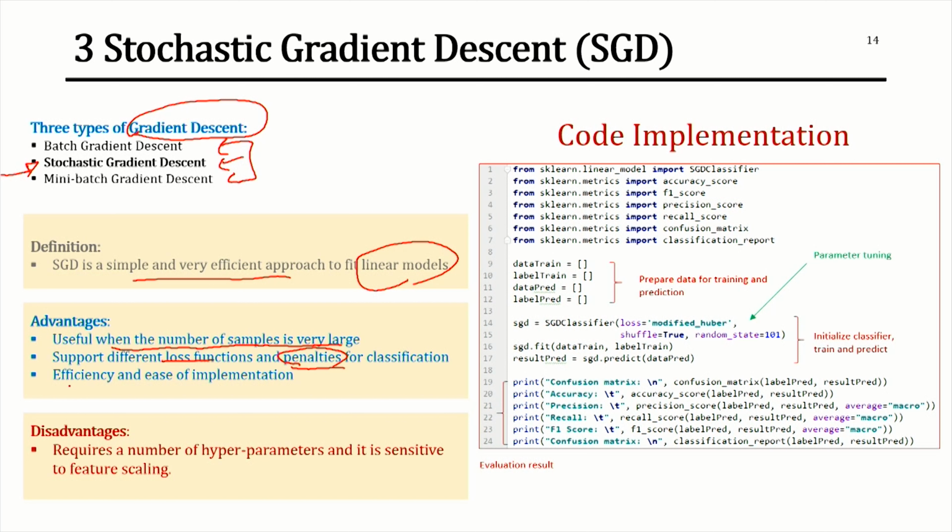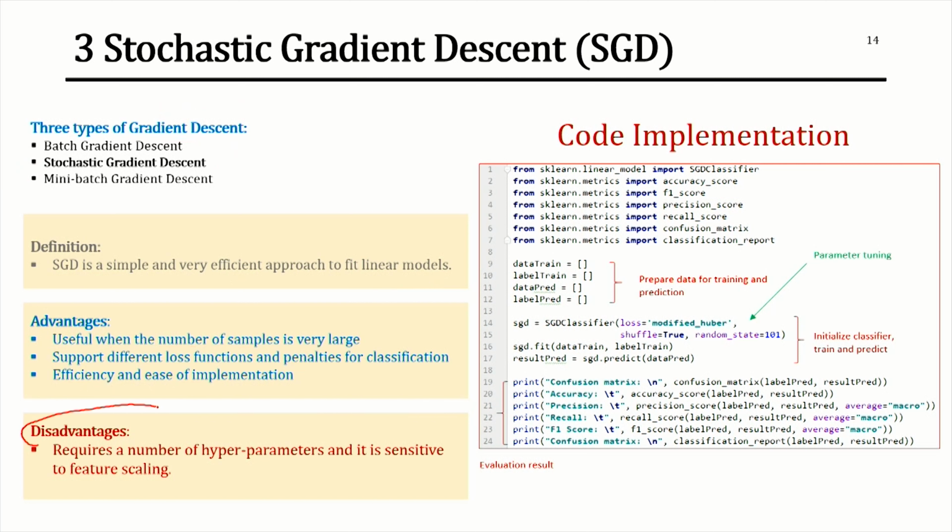And lastly, it is efficient and easy for implementation. However, if we take a look at the disadvantages of using SGD, it requires a number of hyperparameters. It is sensitive to feature scaling. So you may need to provide different types of parameters. However, to restrict the way you give the parameter type here, we need to specify penalties.